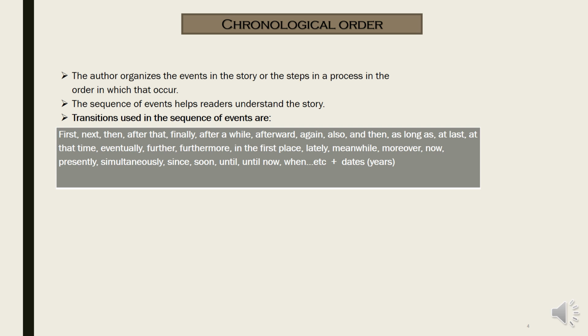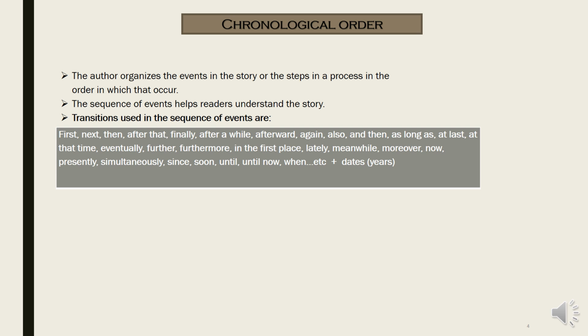Today we are going to discuss the comprehension skill, which is chronological order. When I say chronological order, I mean time order, or things that happen in a certain time order. So when I say chronological, it means time order. What do I mean by this? I mean by chronological order when the writer organizes the events in the story or the steps in a process in the order in which they occur.